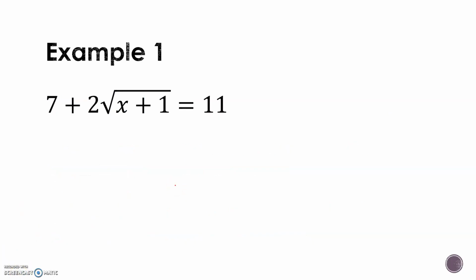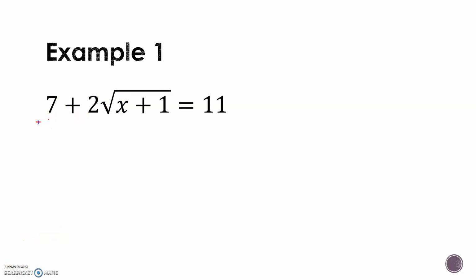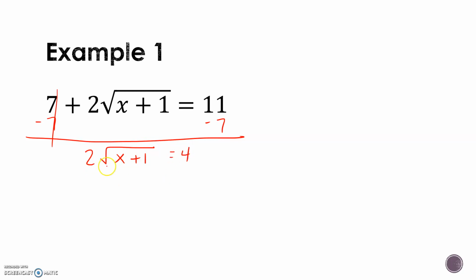Here's our first example. 7 plus 2 square root of x plus 1 is equal to 11. So we want to isolate this radical right here. We want to get just this radical and everything underneath it by itself on this side. In order to do that, first I need to subtract 7. So we have 2 square root of x plus 1 is equal to 4. Then I need to get rid of this 2, so divide by 2. And then the square root of x plus 1 would equal 2.